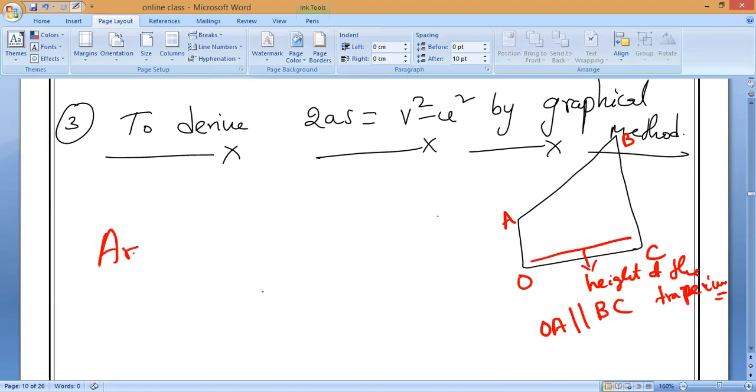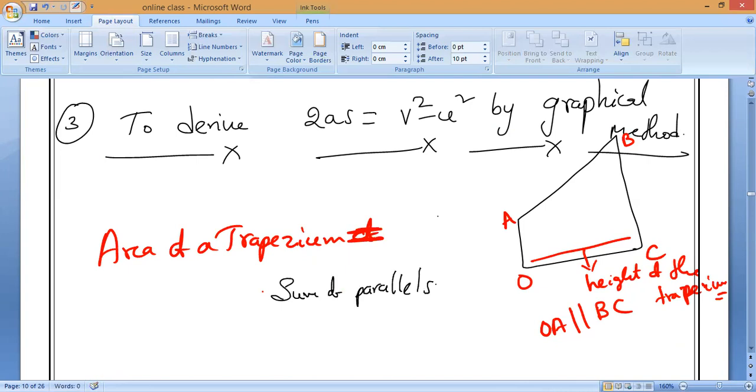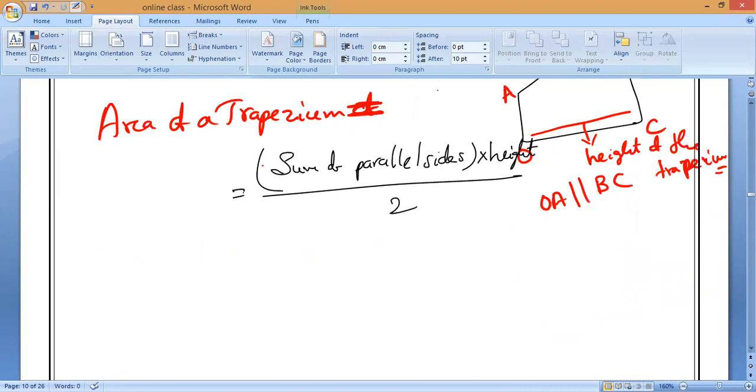Now, if you want to derive, then we need the formula, the area of a trapezium. So what is the area of a trapezium formula? You should speak. Area of a trapezium equals the sum of parallel sides into height of the trapezium, divided by 2. That's all. This is the formula. So please, everybody, write it. That is the formula we know. Yes or no?